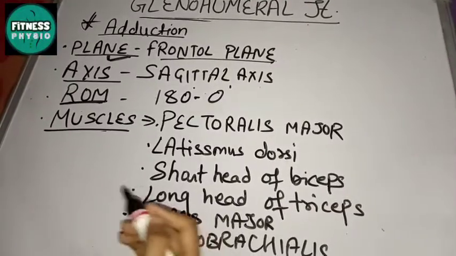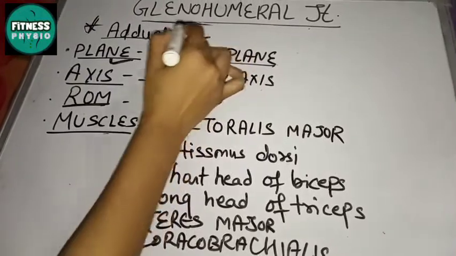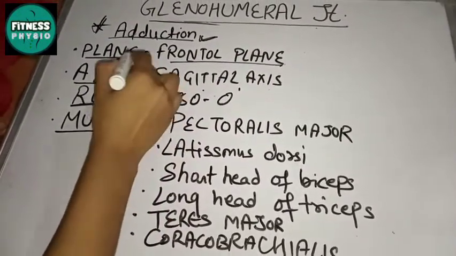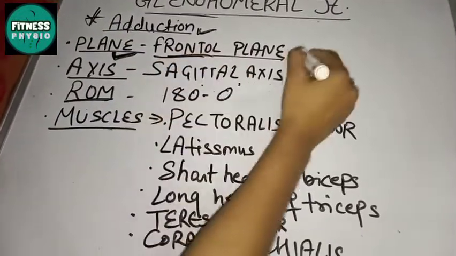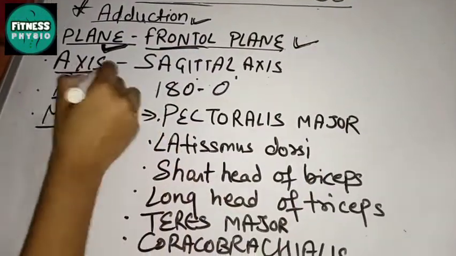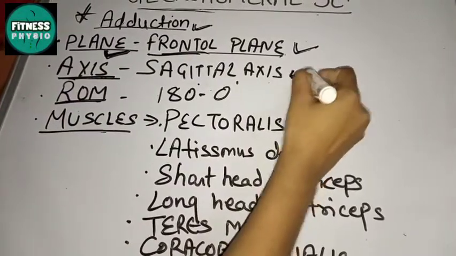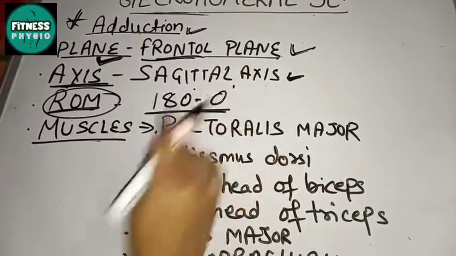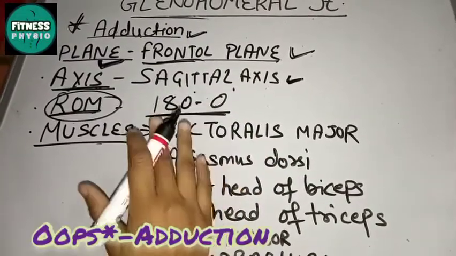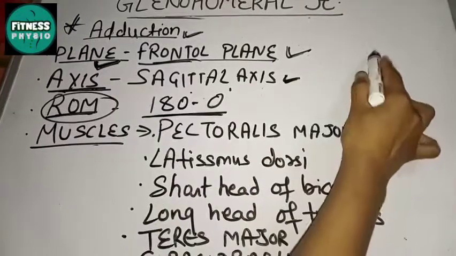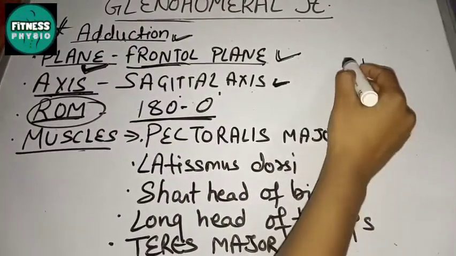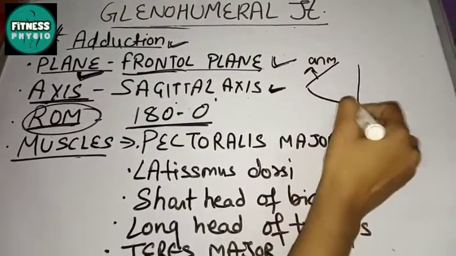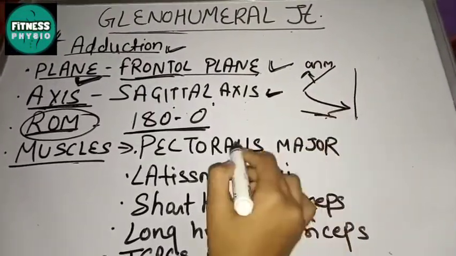Now our next movement is adduction. In which plane does adduction occur? Same as abduction, it occurs in the frontal plane. The axis is the same, the sagittal axis. The range of motion is from 180 degrees to 0 degrees. Suppose this is your midline and you are taking your arm toward the midline, this is adduction.